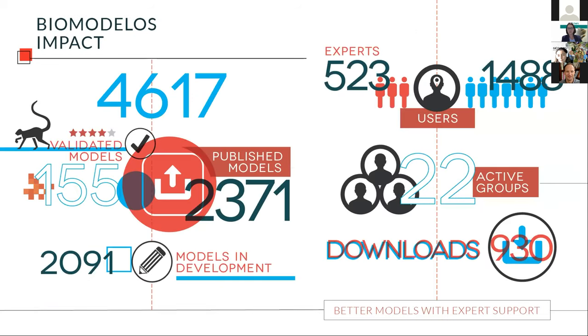Biomodelos is now involving more than 523 experts in this workflow, and there are 22 active groups working on different taxonomic groups. We currently have 2,331 published models, and we are working on another 2,000 models in this process. For a megadiverse country, 4,600 species seems a small number, but it's really a lot of information with which we can start to understand a lot of what is happening to our biodiversity.